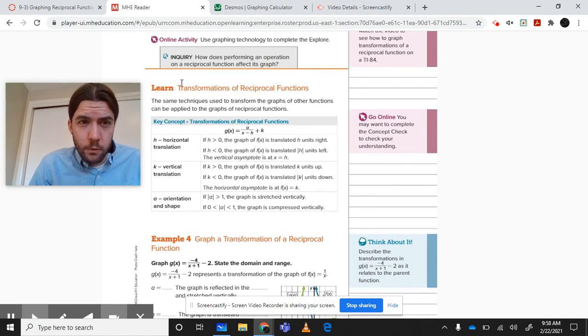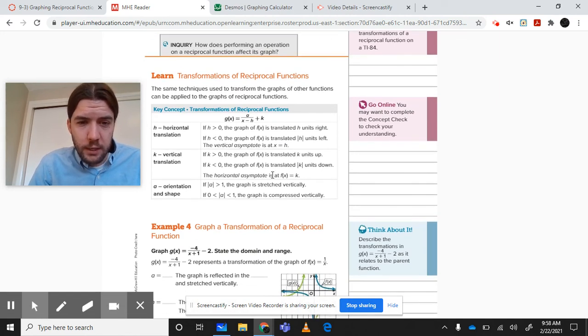We'll move on to, in the next video, learning about transforming reciprocal functions, and then we'll go through a few examples of those transformations. All right, I will talk to you in the next video.